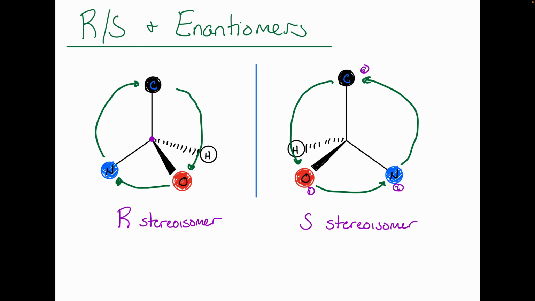All right, so the R and the S stereoisomer, this is our pair of enantiomers. When I draw my mirror image of my molecule, I'm flipping its stereochemistry from R to S or S to R.